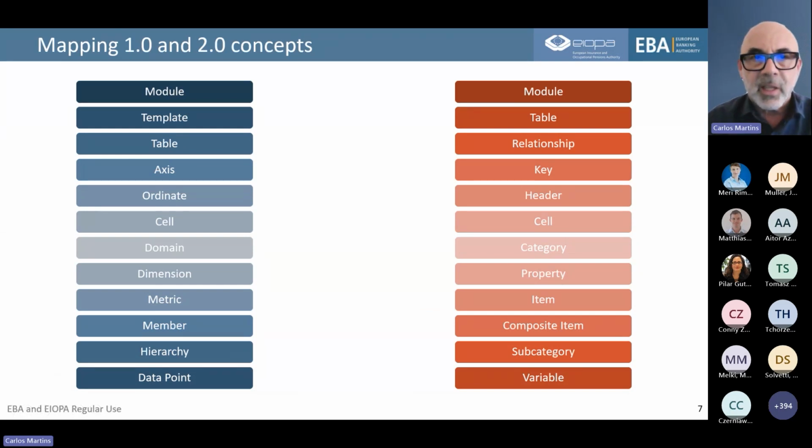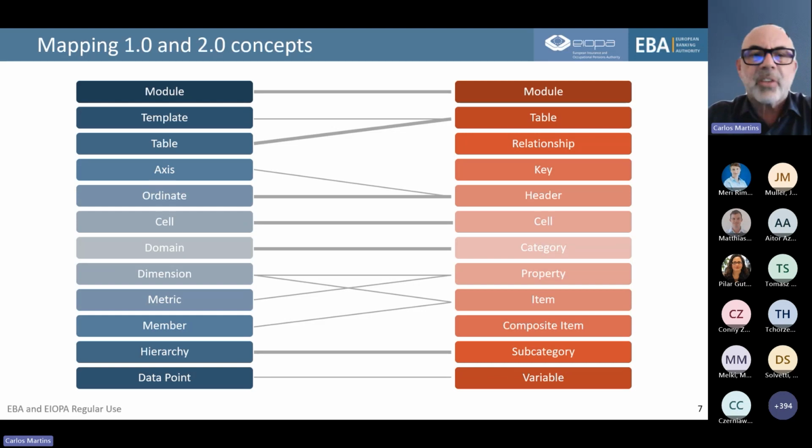Just to give you a brief idea about how these concepts from 1.0 and 2.0 relate, I told you that we actually changed the terminology completely, deliberately, just to avoid confusion and people thinking that it's exactly the same, while sometimes it's not completely the same. So to give you an illustration of this, some of those are actually quite direct. So a module is really still a module, even though we had in the current DPM module and conceptual module, now they're just a module. The table is still a table.